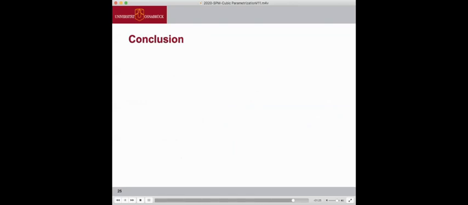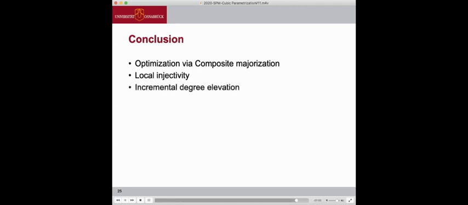To conclude, we applied the concept of composite majorization in the higher order setting, enabling efficient second order optimization. We ensured local injectivity of the parameterization, which in the non-linear setting is a per point, not a per triangle property. We experimentally showed the benefit of using incremental degree elevation to improve the runtime performance.